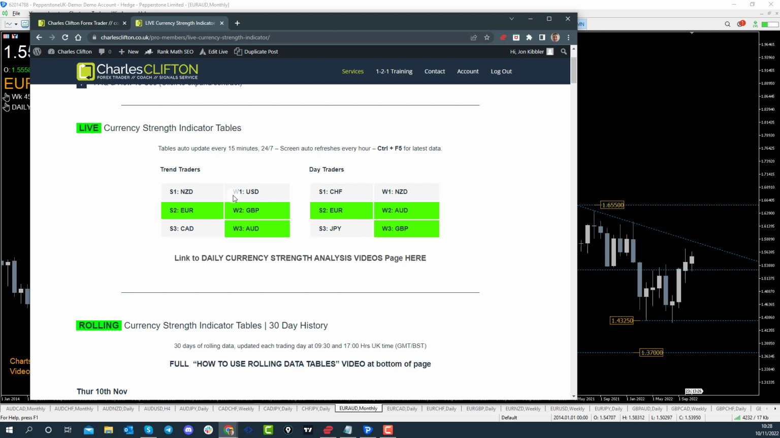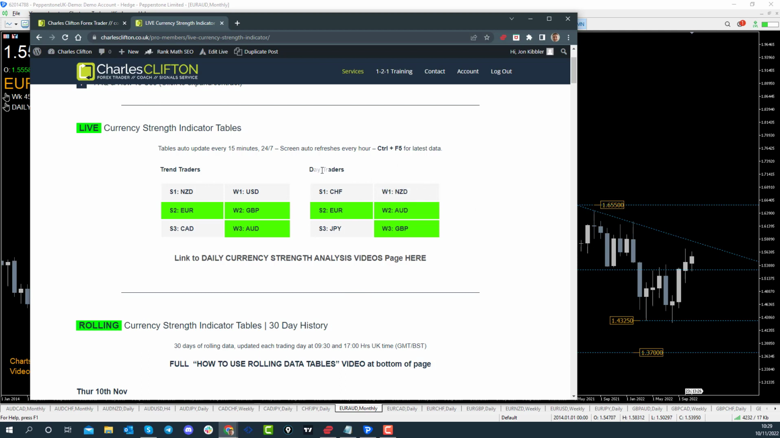There are some other currencies around. Obviously, we have the Kiwi, which is still the strongest currency on the trend traders table, but it has fallen away off the day traders. We have the Canadian dollar, which is the third strongest from a trend traders table. And then we have the US dollar, which is the weakest from the higher time frame point of view. From the lower time frame point of view on the day traders, the Swiss franc is the strongest currency, the yen is the third strongest currency, and the weakest on that side is the New Zealand.